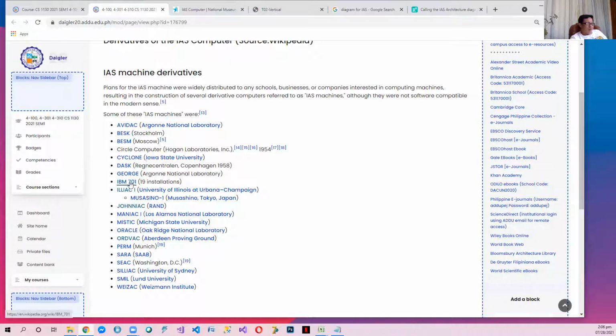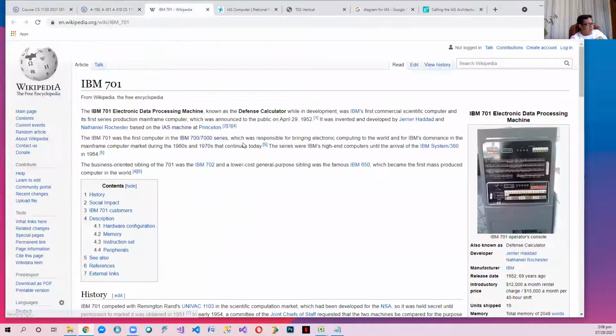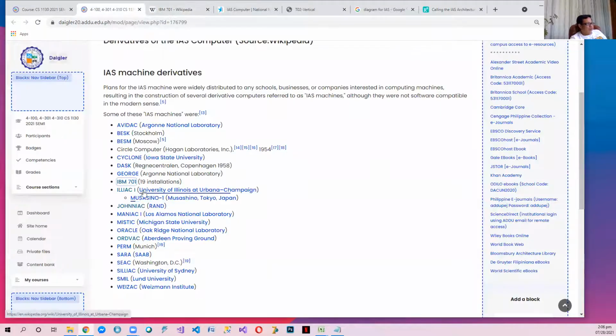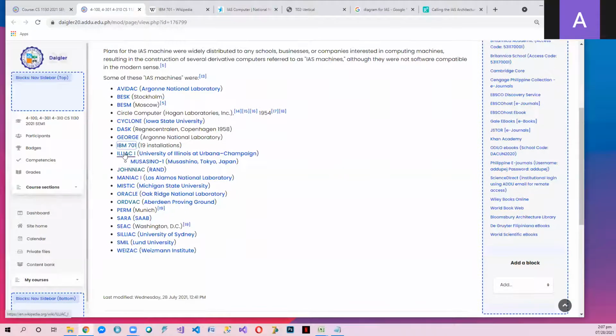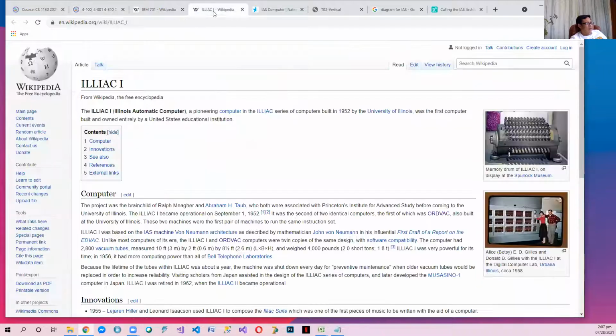IBM 701. This is the first IBM mainframe. This is 1952. Okay, 1952. It was the first commercial IBM mainframe assembled by IBM after the IAS design. Okay, there was ILLIAC. ILLIAC was built by a university in Illinois. So ILLIAC is also a popular version.